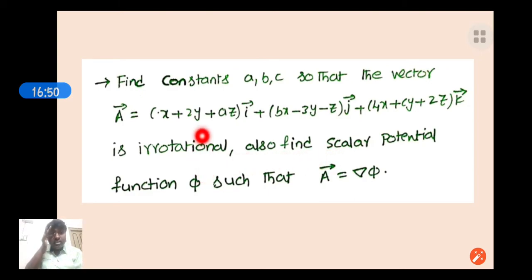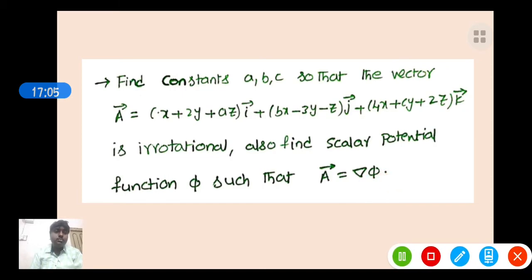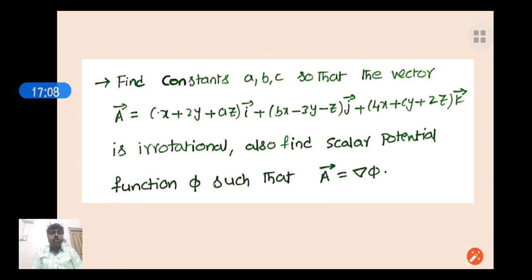Already given that the vector point function is irrotational. Also find the scalar potential function phi such that a bar is equal to del phi. So we have to find a scalar potential function phi. Now we calculate the scalar potential function phi. Given that a bar is irrotational, based on that result, we calculate the values of a, b, c.